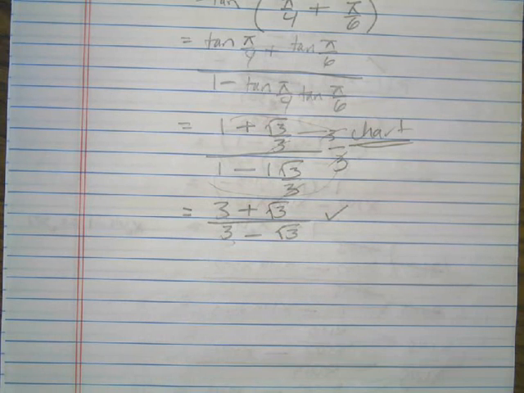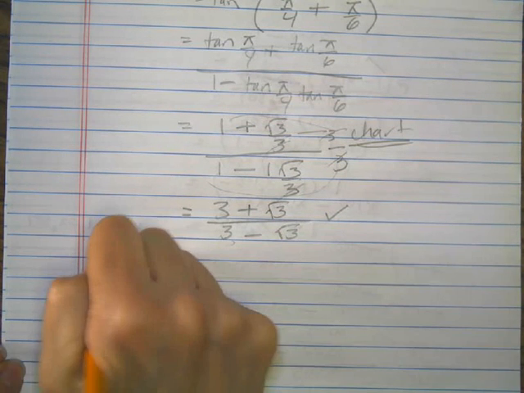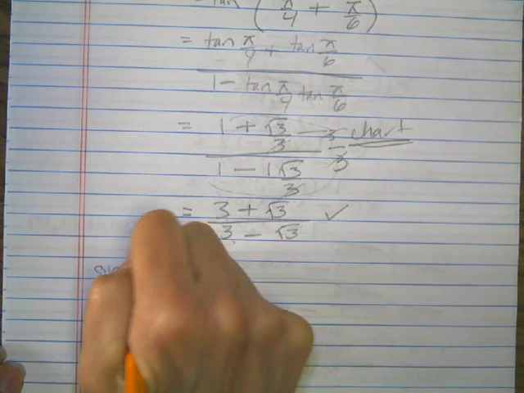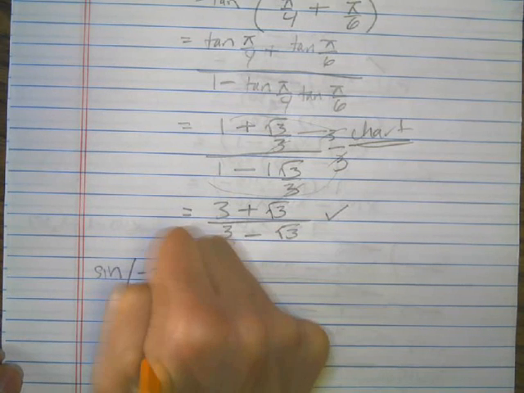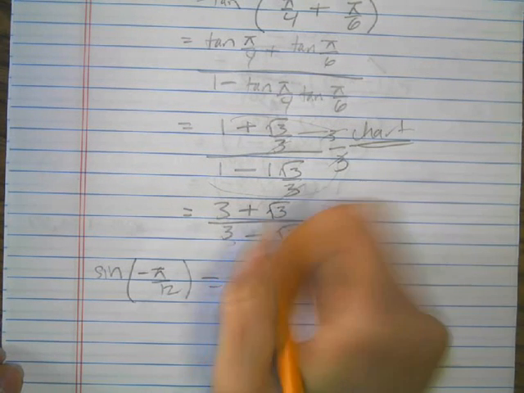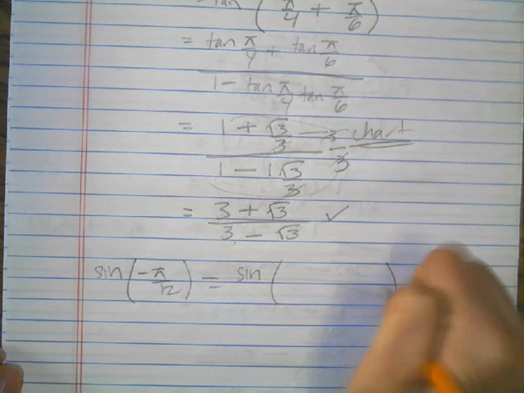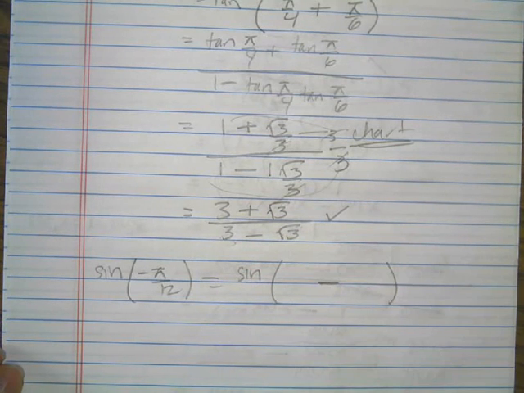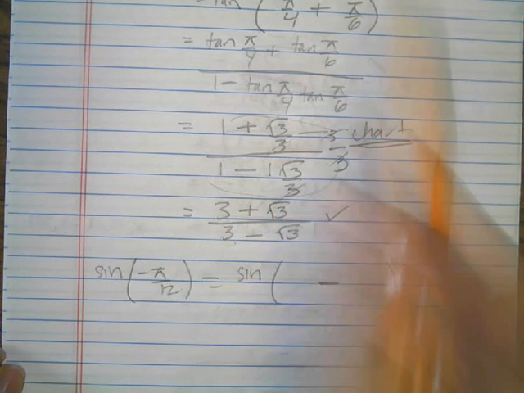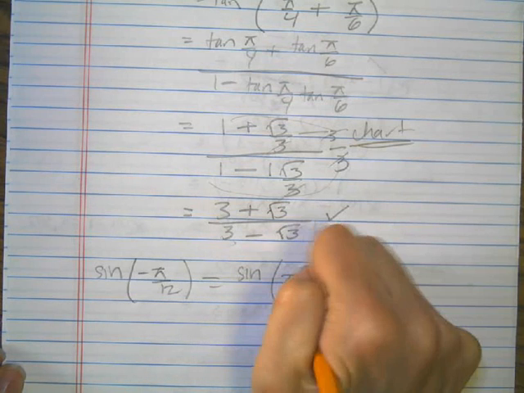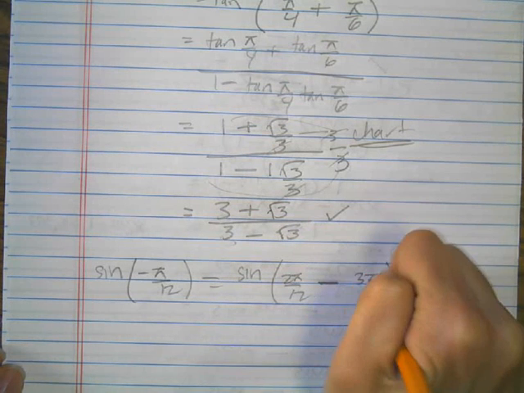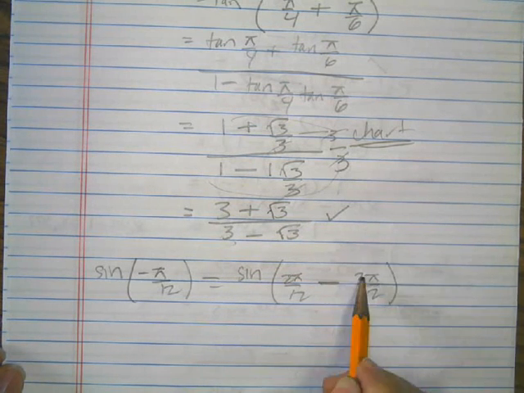And the other one I wanted to do was sine negative pi over 12. So it's going to be a minus. So I'm going to have a sine, and then I'm going to have two things minus each other. So I could actually just use those values I just had, 3 pi over 12 and 2 pi over 12, and reverse them. 2 pi over 12 minus 3 pi over 12 is going to get me, 2 pi minus 3 pi is going to give me negative pi.